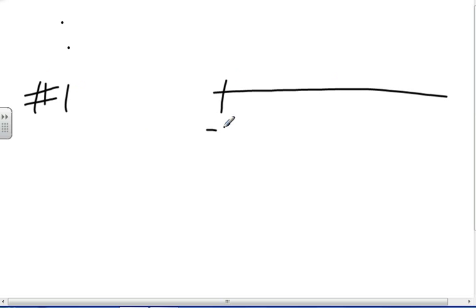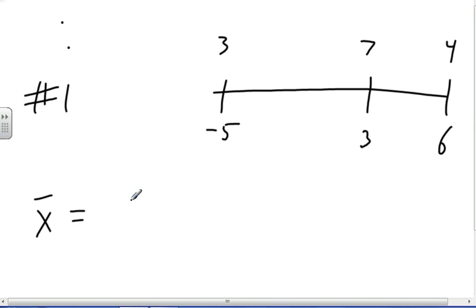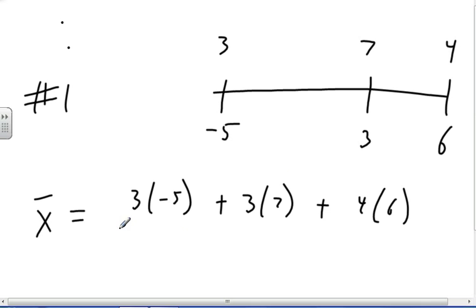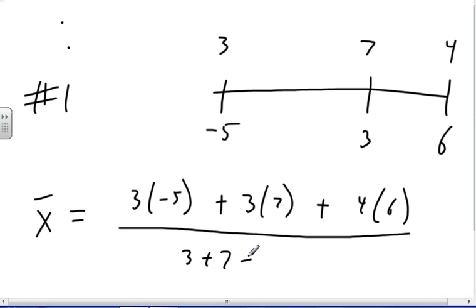And number 1 says, I've got at minus 5, I've got a mass of 3. And at 3, I've got a mass of 7. And at 6, I've got a mass of 4. All right, so the center of mass is going to be 3 times minus 5 plus 7 times 3 plus 4 times 6 divided by 3 plus 7 plus 4.